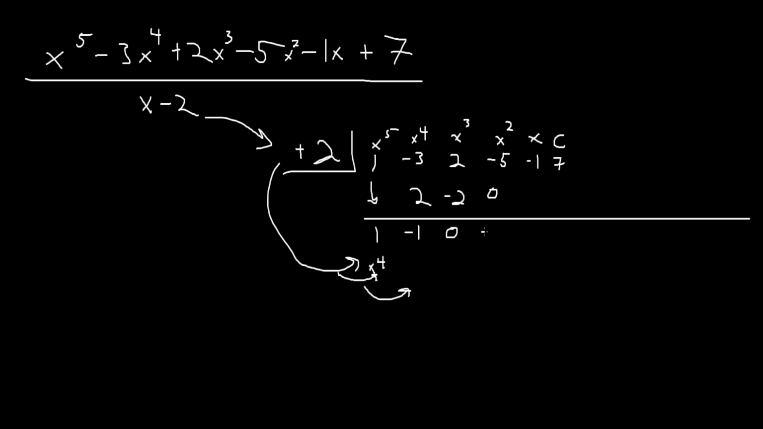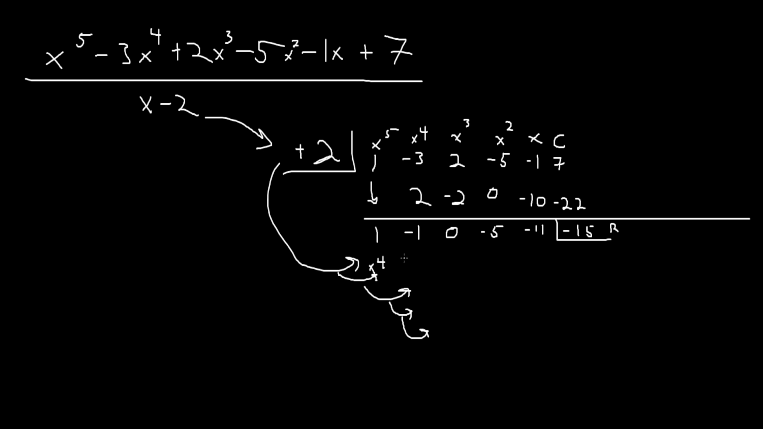-5 plus 0 is going to be -5. -5 times 2 is going to be -10. -1 plus -10 is -11. -11 times 2 is going to be -22. So 7 plus -22 is going to be -15. So this is our remainder.